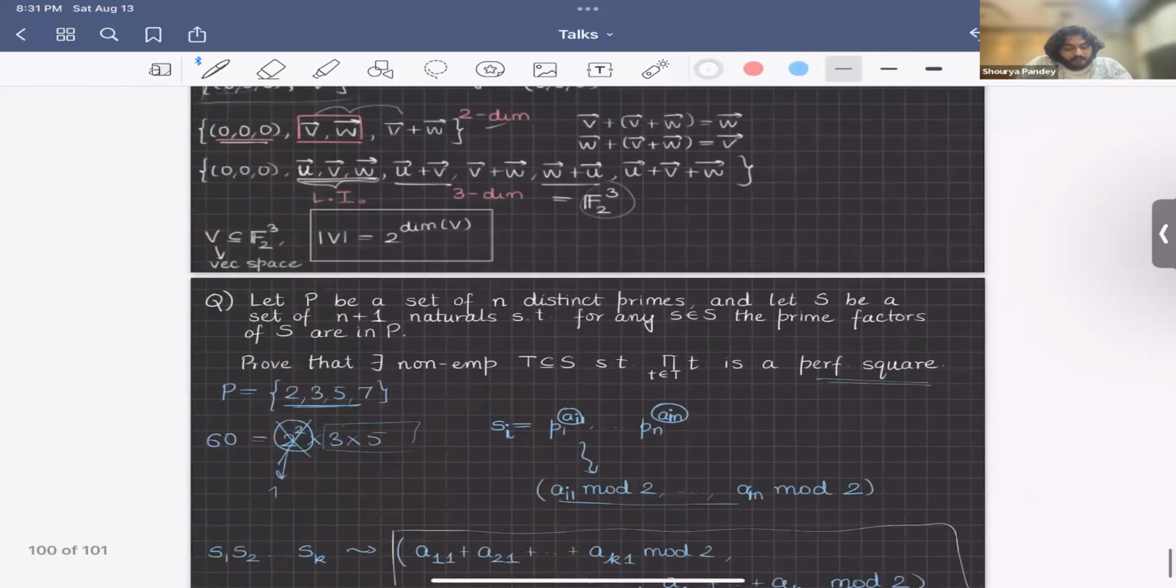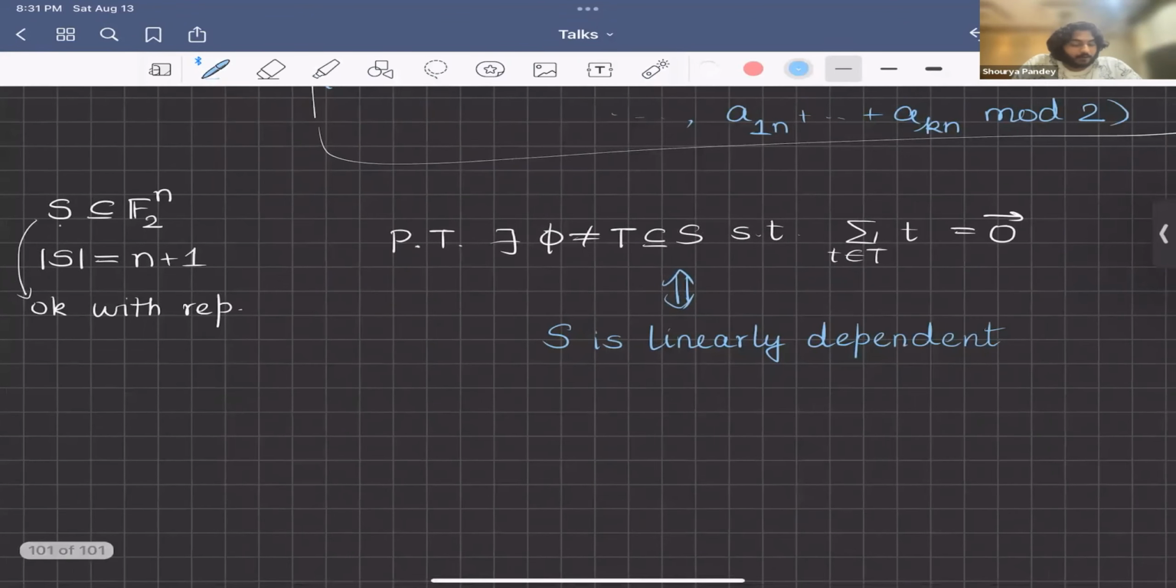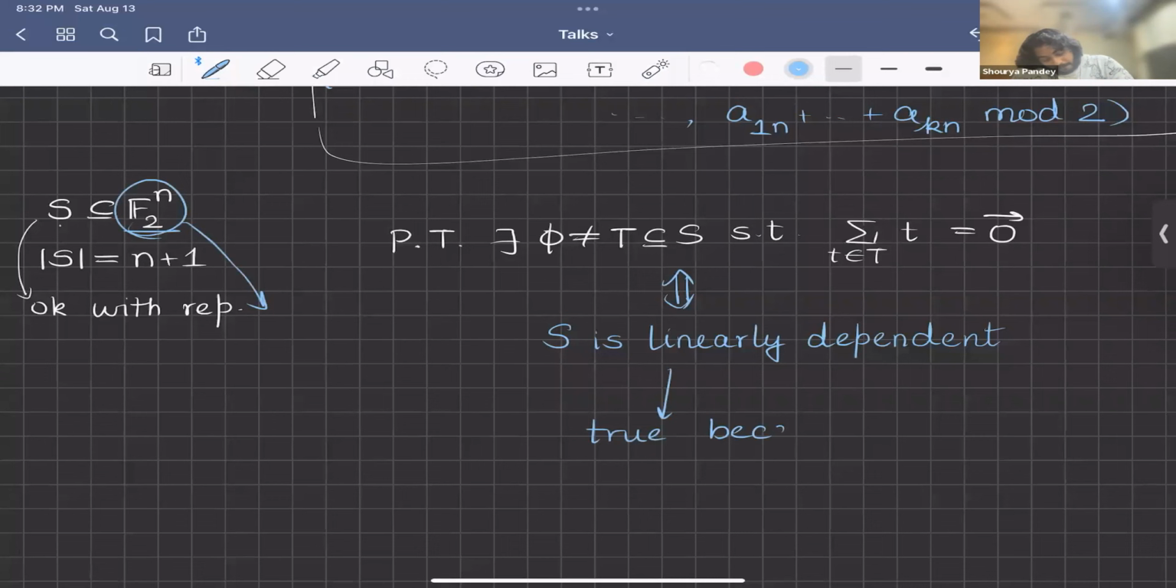Right? So basically the problem is: prove that an n plus 1 element subset of F_2^n is linearly dependent. But that's true because the dimension of this is n. The size of S is more than the dimension of the entire vector space. And that is the proof.